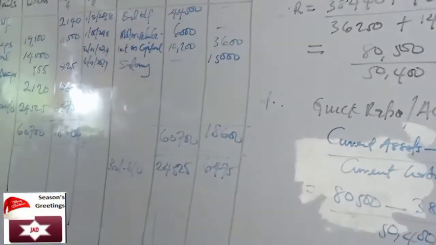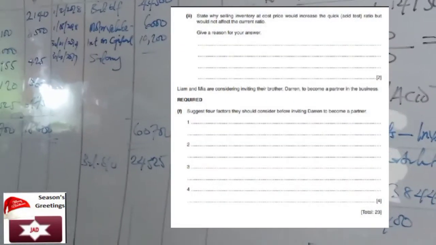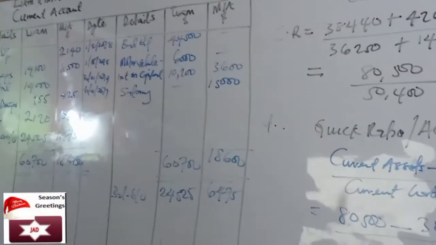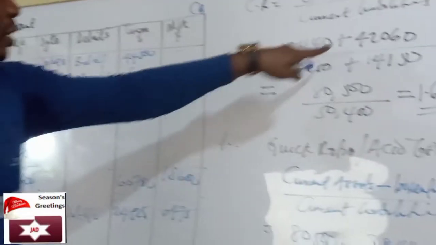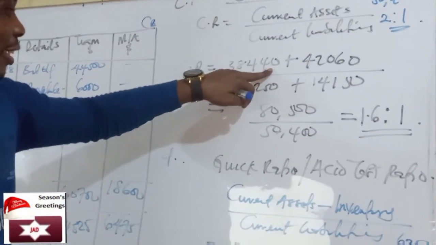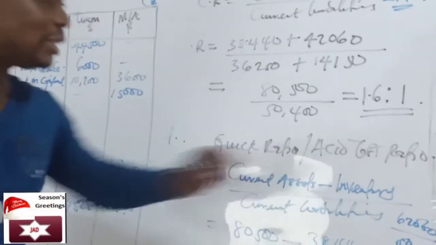They are telling us that we should state why selling inventory at cost price will increase the quick ratio but would not affect the current ratio. That is the way it is. The stock, which is inventory, is 38,440. It's still the same stock we are using in the acid test ratio here.